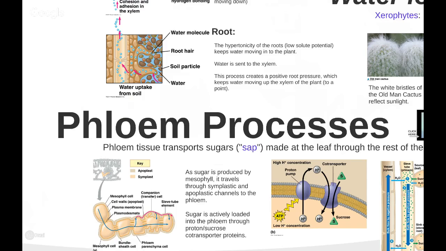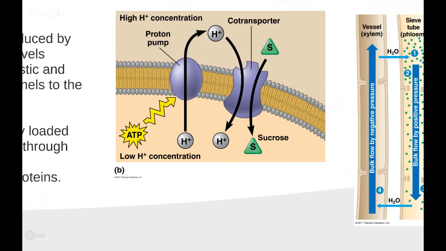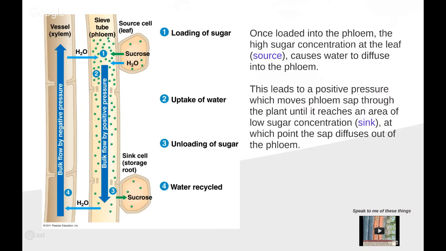This creates a high concentration of sugar, which we then call the source. This source then attracts water, which then creates a high pressure, which then pushes the sugar down to the sink, where the sugar will be used. Usually the sink, especially during the summer months, would be the roots, because there's low sugar there. And that is what's called bulk flow.